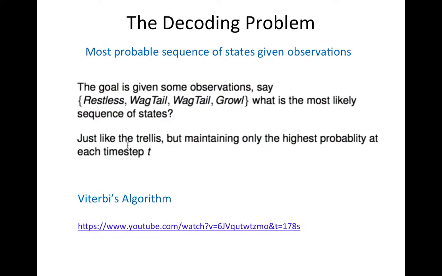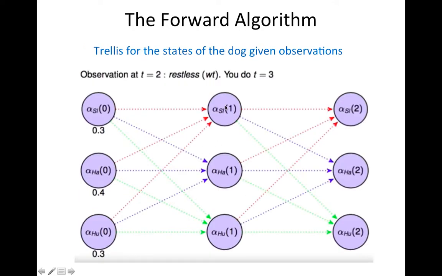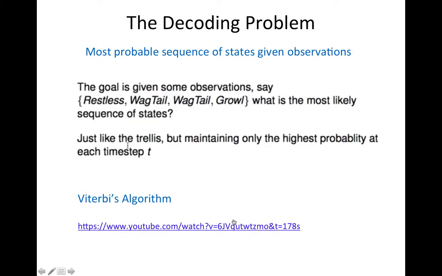Now the decoding problem is a little bit harder than that, but the idea is the same. The goal is, if you are given some observations, say restless, wagging tail, and growl, what is the most likely sequence of states that leads to these observations? That's the key idea here. You take a state, and at every state you can maximize the probability, and that's the key idea behind the Viterbi algorithm. It's similar to the forward algorithm. At every time step, you see what maximizes the probability.